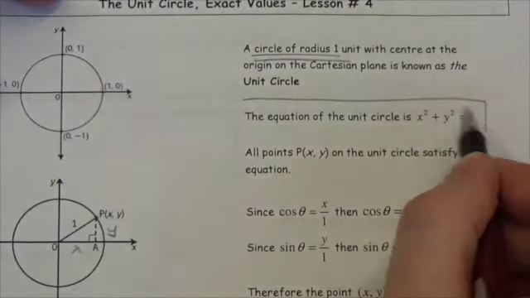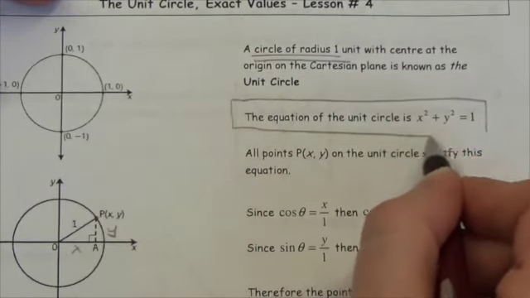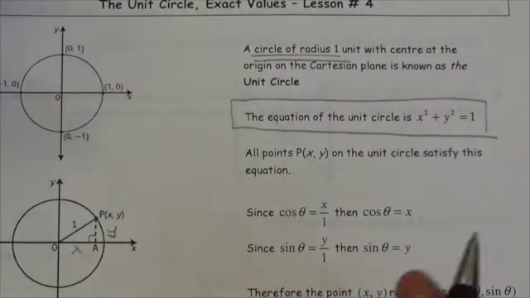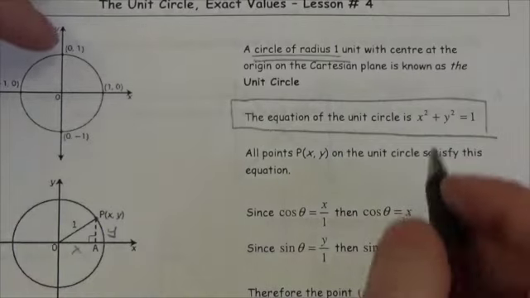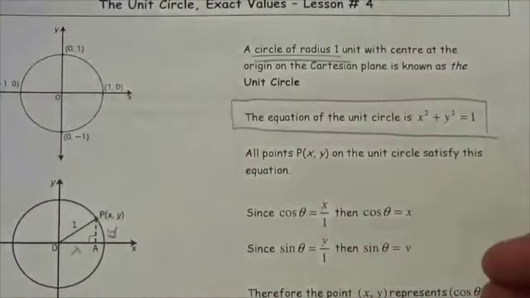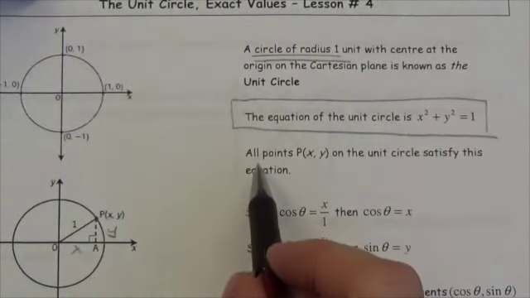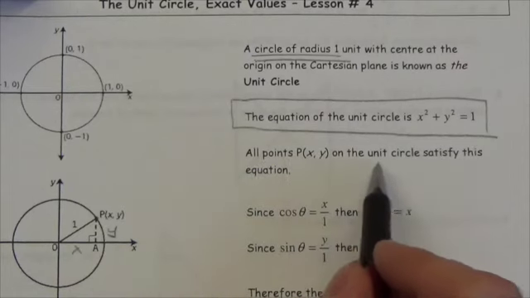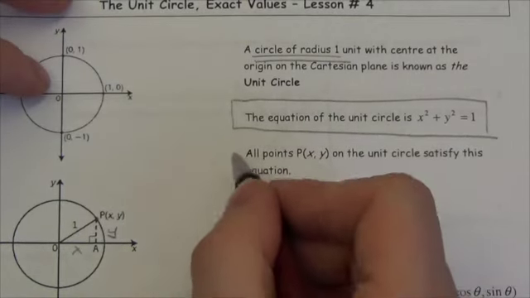Now, you need to know that. That should just be memorized. It should be a knee-jerk reaction to you. When you talk about the unit circle, that's what you're talking about. So you know that. Now, all the points P(x, y) on the unit circle satisfy that equation.